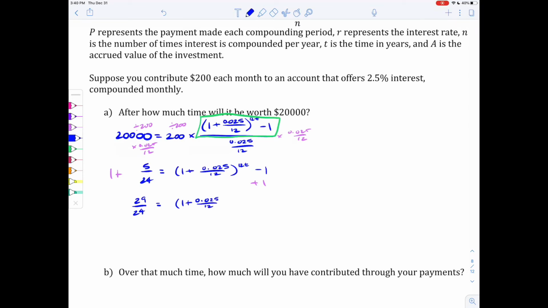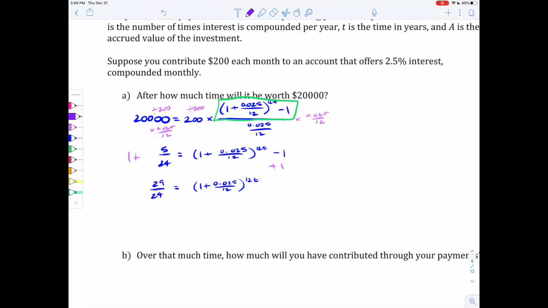So 0.025 over 12 to the 12t. And this is a huge point for us because we have on this side a straight up power. There's nothing else on that side. Our base is really funky, but it is still a power. There's nothing tagged along at the end. We're not multiplying by anything in front here. It's just base and exponent. And because it's just base and exponent, we can apply a logarithm to both sides of this thing. And I'm going to use log base 10.